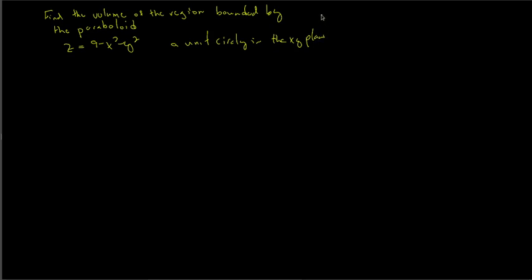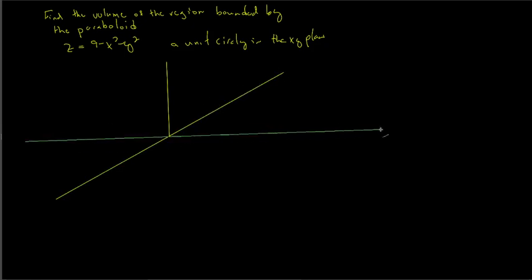Now, your book, again, I'll start with drawing, but your book goes to writing this in Cartesian coordinates, because this is in Cartesian coordinates. I would immediately, with the unit circle, go to writing it in cylindrical coordinates.